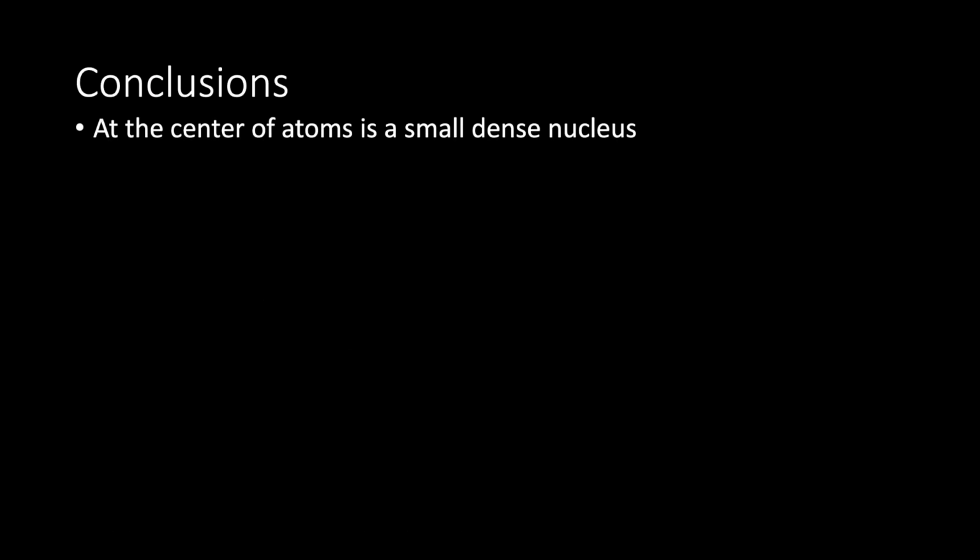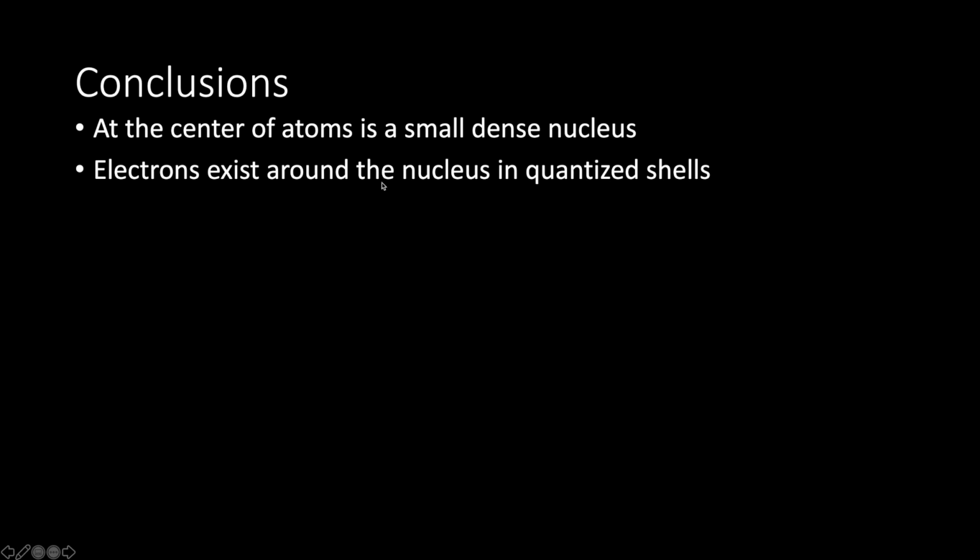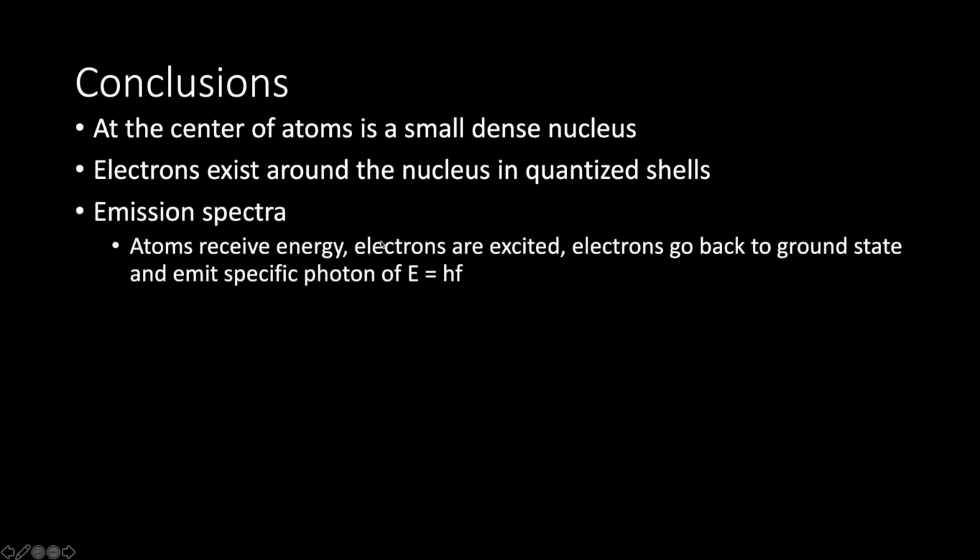So let's just write down some conclusions. At the center of the atom is a small dense nucleus. Electrons exist around the nucleus in quantized shells, and we get an emission spectra. It's when atoms receive energy, electrons are excited, electrons fall back down to a ground state and emit a specific photon of E equals hf.